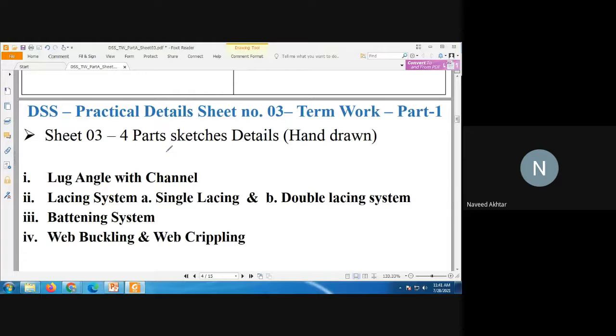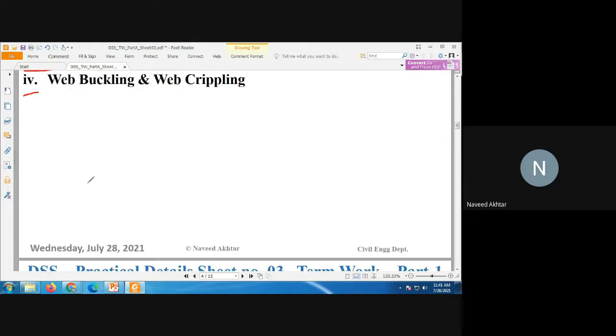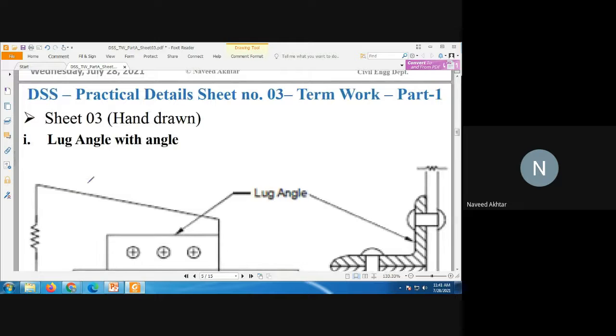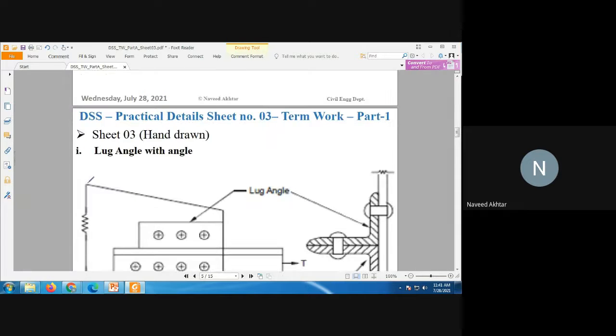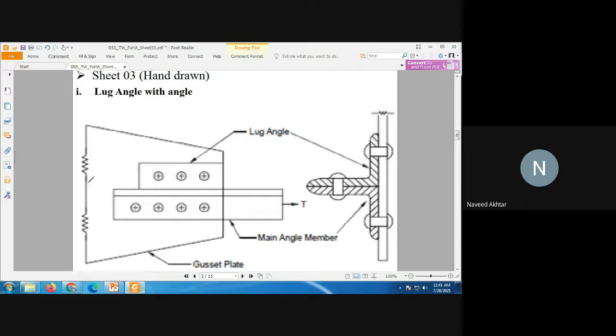To avoid not taking the calls, we will complete our practicals. First, you have to draw the lug angle with the channel as we discussed. This is the outcome: lacing system, single lacing system and double lacing system, battening system, built-up column and web buckling and web crippling. So first, we will see the lug angle with angle. So you can see why these lug angles are connected.